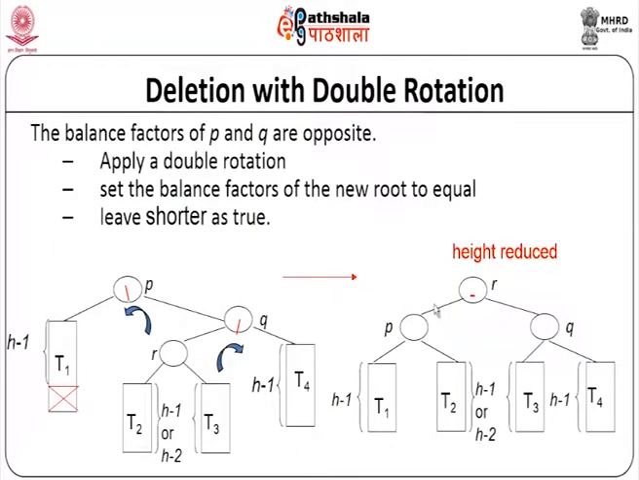Now, we go with deletion with double rotation. The balance factors here of P and Q are opposite to each other. So, remember balance factor we are talking about here. So, apply a double rotation, set the balance factor of the new root to equal and leave the shorter one as true. So, this is height is reduced here.